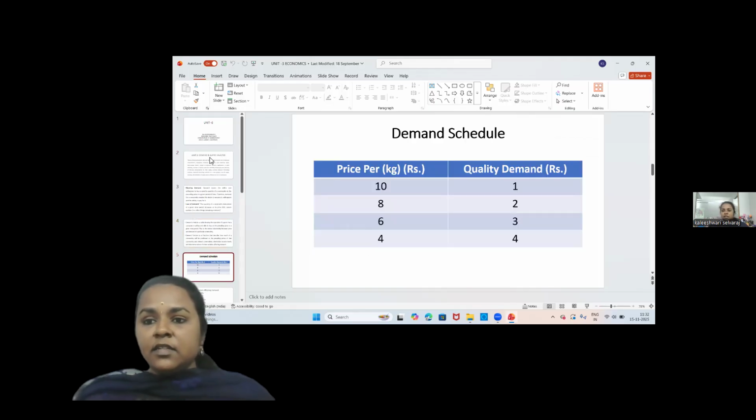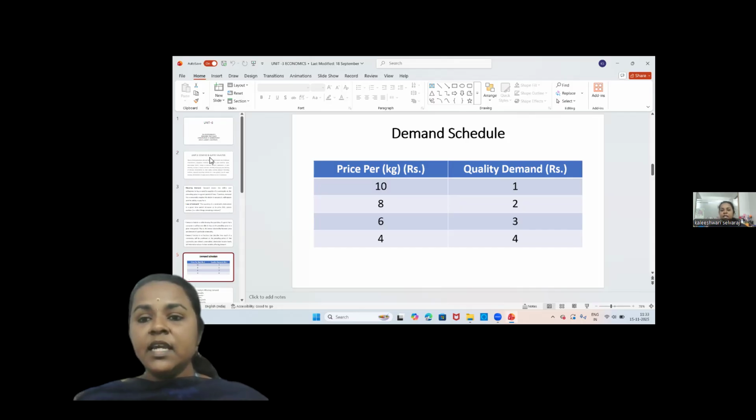For representation, we have taken an example of a demand schedule to show how it looks: price per kg and quantity demanded. Whenever there is a decrease in price, the quantity demanded also increases. As we discussed in the theoretical part, where the price and quantity demanded have an inverse relationship, the same is represented in the tabular format. When price increases, there will be a decrease in demand. When there is a decrease in the price, there will be an increase in demand.